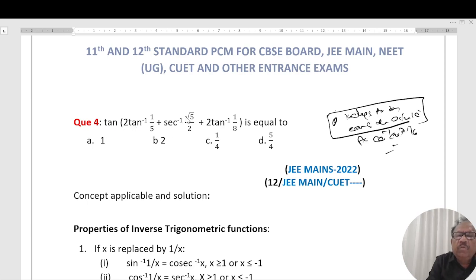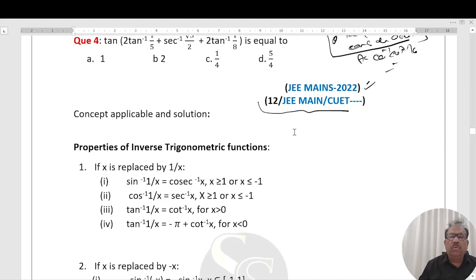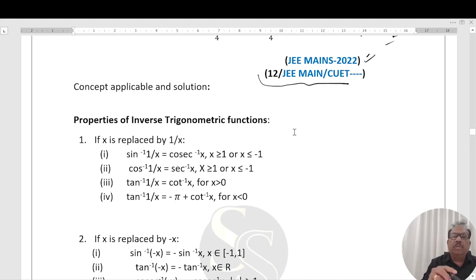by 5 plus sec of inverse root 5 by 2. Four options are given to you. One of the options is the answer. This question is taken from JEE 2022. Now, in this case, I will use one of the properties, but a number of properties are there. If x is replaced by 1 by x, that is known as the reciprocal property. Sin of inverse 1 by x equals cos of inverse x, and similarly for all trigonometric functions.